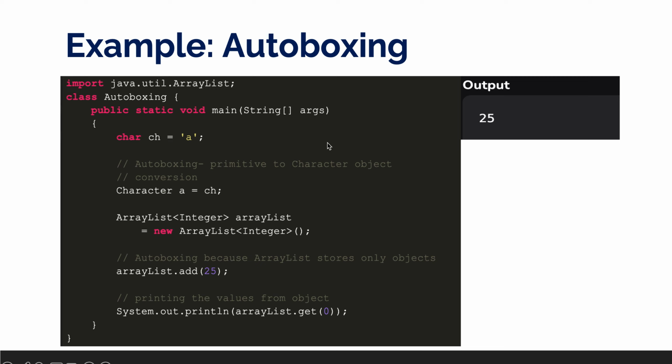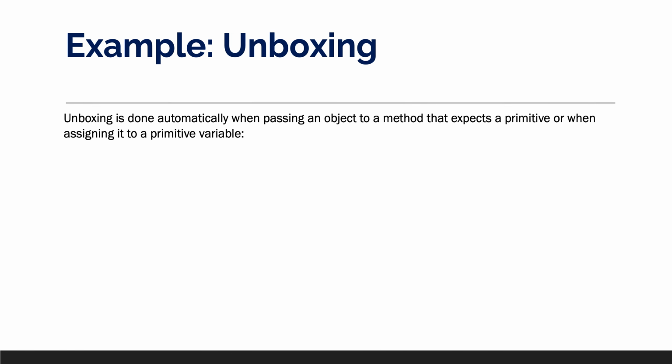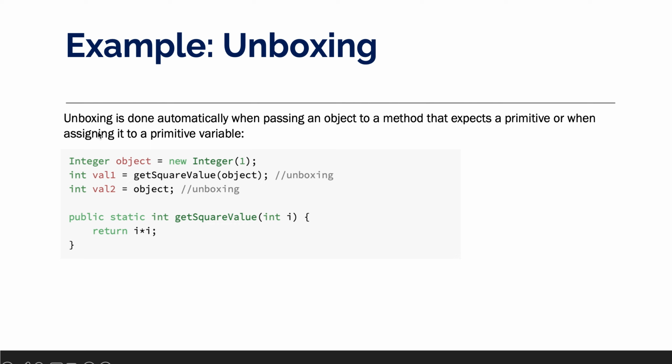Basically Java does this internally with the help of some constructor or some method provided by the wrapper classes, like valueOf. Similar to autoboxing, unboxing is done automatically when we pass the object to a method that expects a primitive, or when assigning it to a primitive variable. Let's say we have a wrapper type object Integer, and here we are providing some primitive data type. Automatically it will convert it into the wrapper object, right? Now let's say this wrapper object we want to unbox into the primitive type. How can we do it?